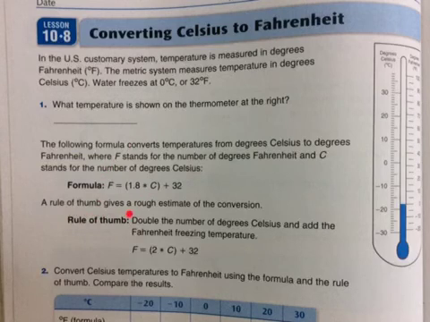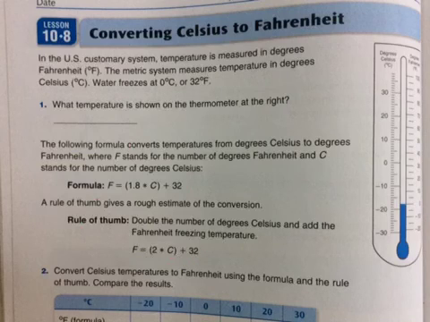A rule of thumb gives a rough estimate of the conversion. The rule of thumb is you just double the Celsius, because 1.8 is almost 2, if you were to round to the nearest one. So you double it and you add the Fahrenheit freezing temperature. So Fahrenheit is 2 times Celsius plus 32. This will give you a very close estimate.